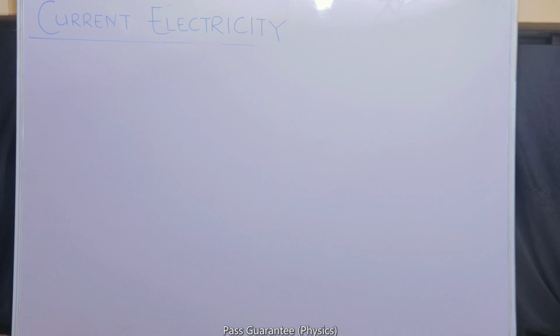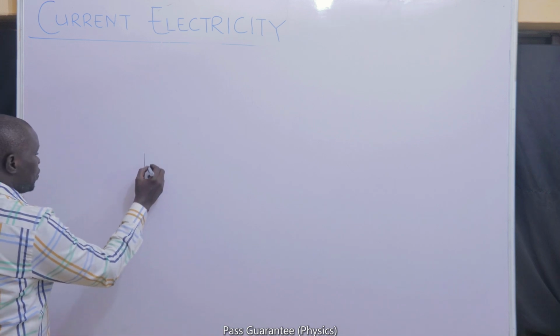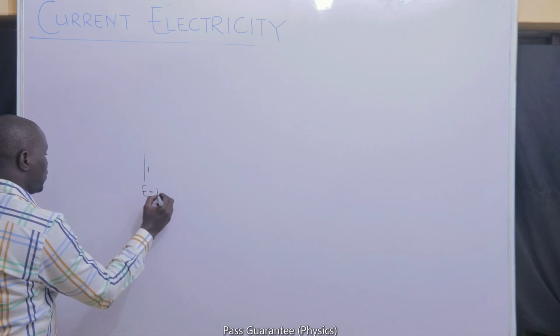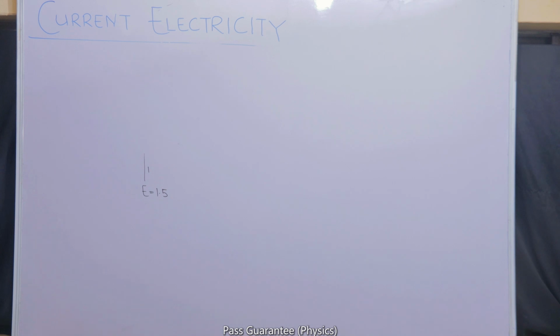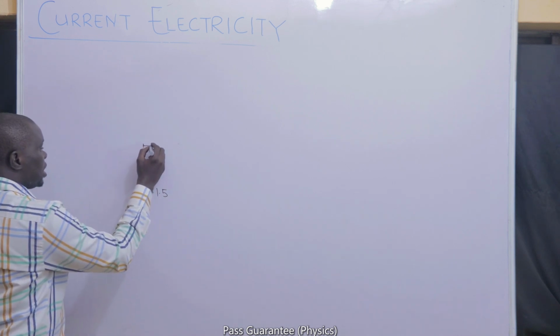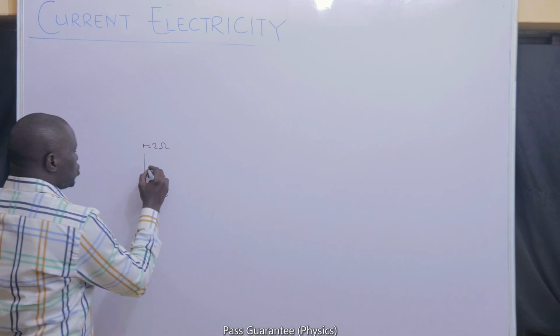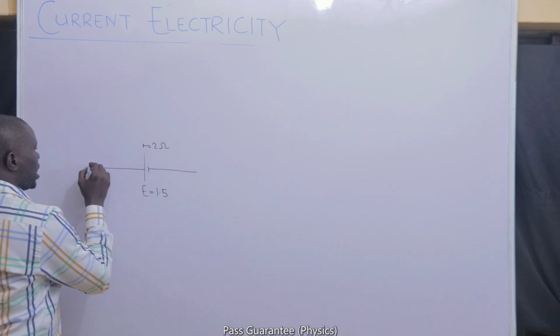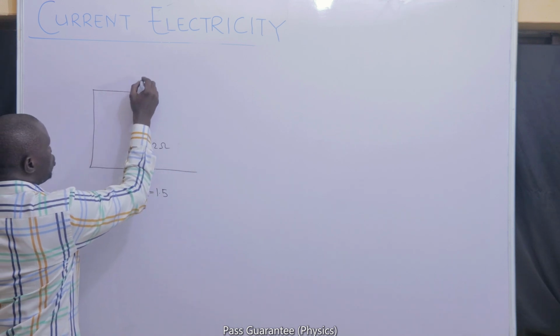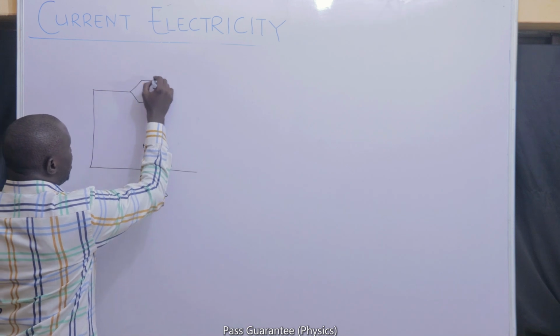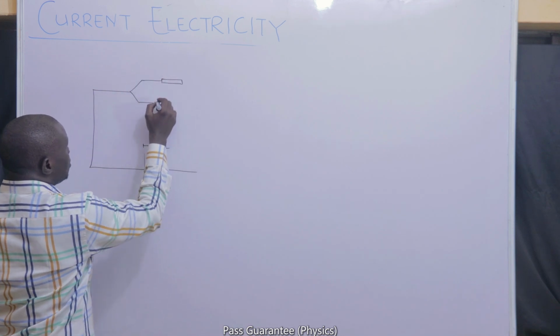If I need to solve one, I will pick the second. A cell of EMF 1.5 volts. We are told that it has an internal resistance of 2 ohms. It is now connected to two 6 ohm resistors in parallel. This is connected to two 6 ohm resistors that are placed in parallel to each other.